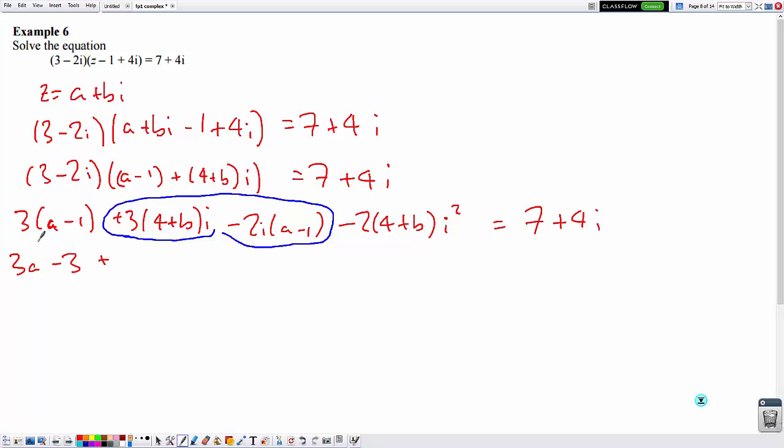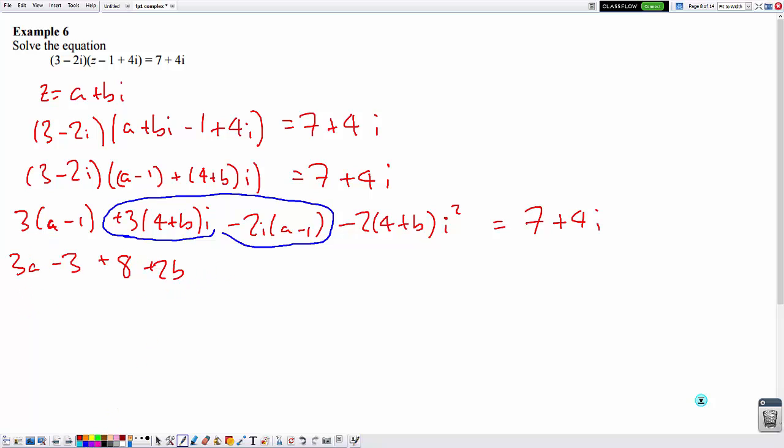Before that, let's actually combine my real parts. We've got 3a minus 3, and then, of course, i squared is minus 1, so this is plus 2, so it's plus 8, plus 2b. So this is my real part, and this will be equal to 7.